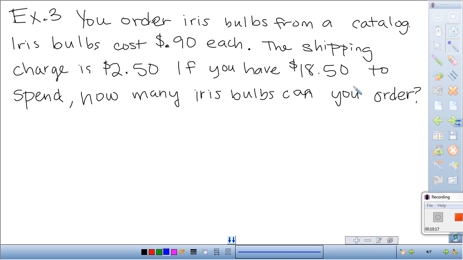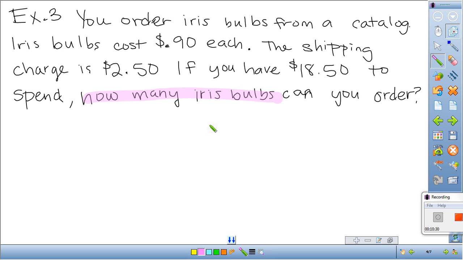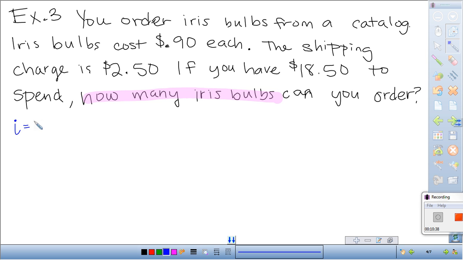So remember, the question tells you your variable. How many iris bulbs can you order? So our variable is going to be, you can use I, you can use B, I'll use I, and it's the number of iris bulbs because they asked how many can you order.